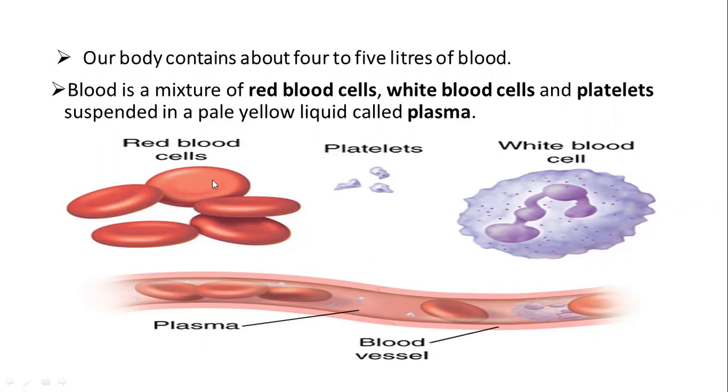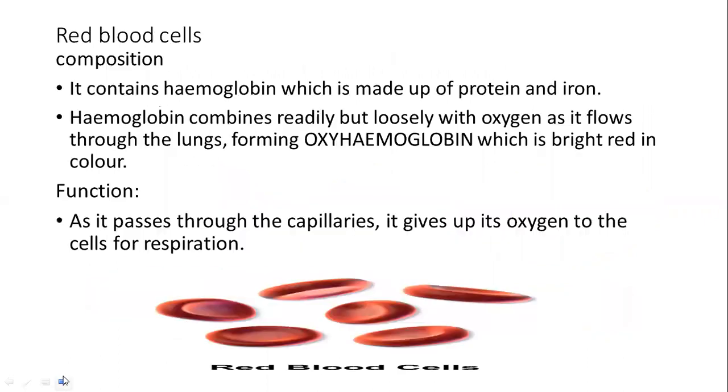So blood is a mixture of red blood cells, platelets, white blood cells, and they are suspended in a pale yellow liquid called plasma. Next, we have to discuss the composition of red blood cells. They contain hemoglobin, which is made up of protein and iron. Now, hemoglobin combines loosely with oxygen when deoxygenated blood flows through the lungs, forming oxyhemoglobin, which is bright red in color.